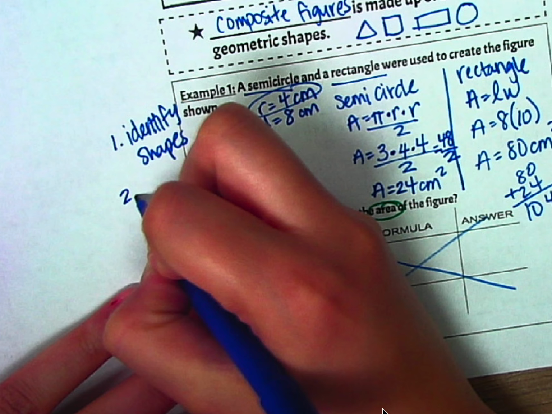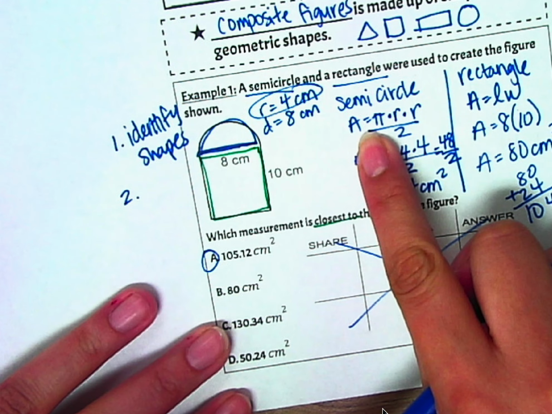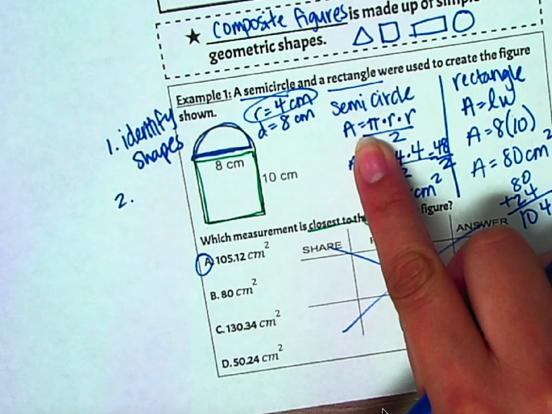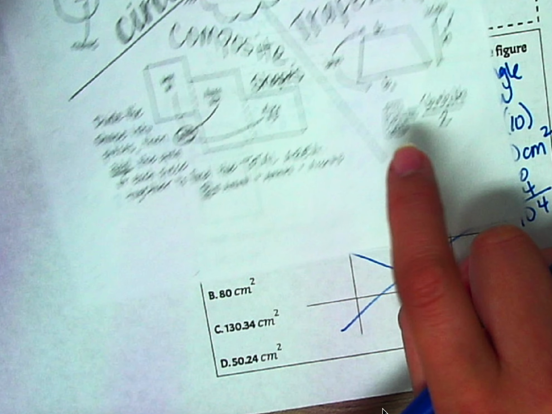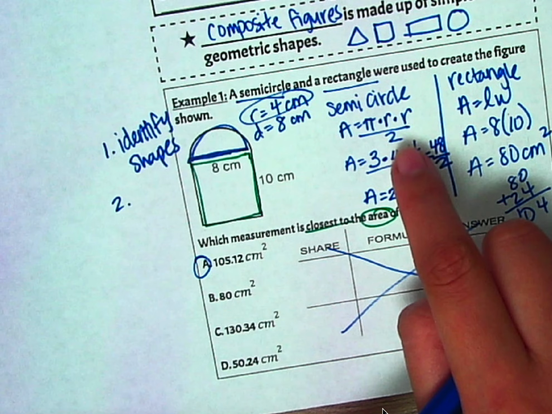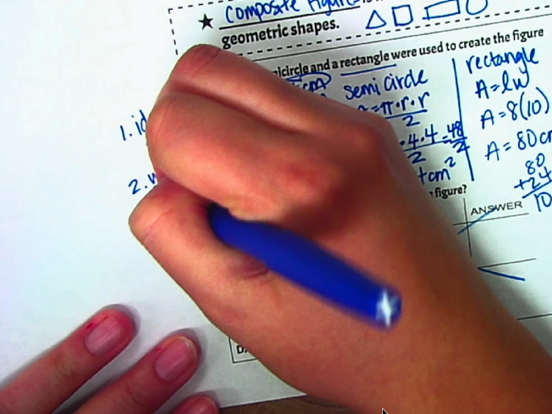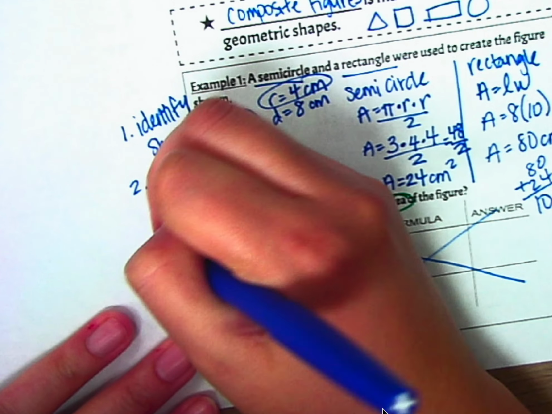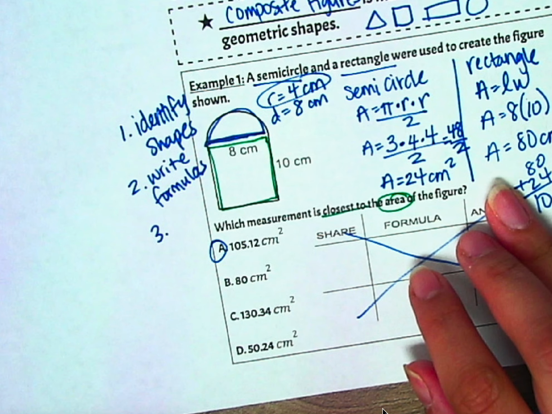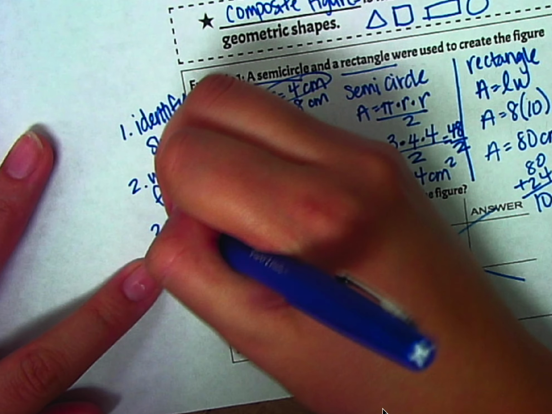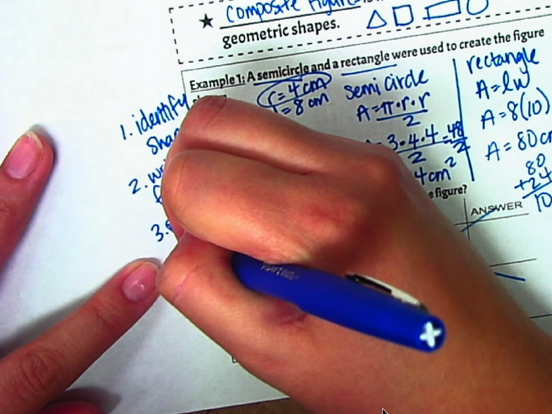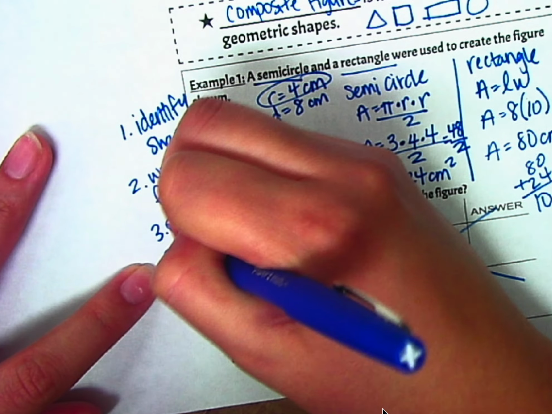The second thing I did was I wrote my formulas. I went to this piece of paper and I saw what the formulas were for a semicircle and a rectangle. So, write formulas. The third thing that I did was I plugged in numbers and I solved for area.